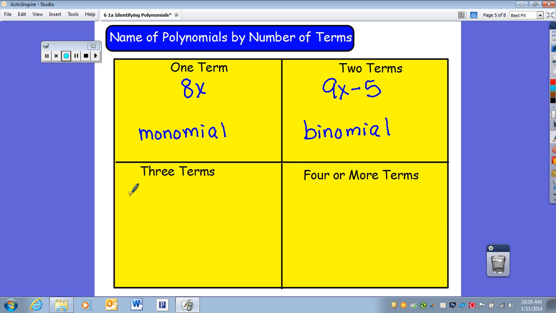Bi meaning 2. For example, a bicycle has 2 wheels. 3 terms. An example might be 7x squared plus 5x minus 2. These 3 units or terms are joined by addition or subtraction, and the specific name is a trinomial.